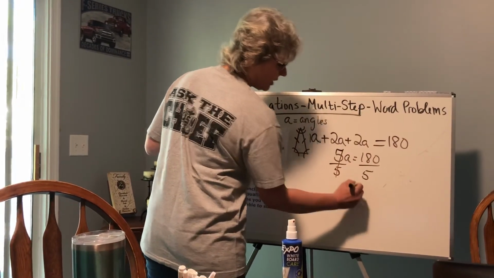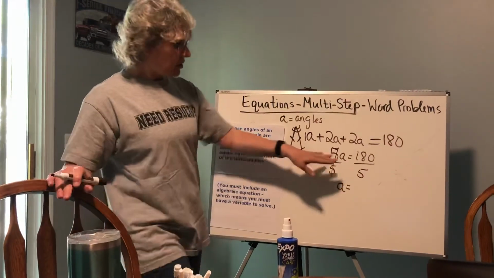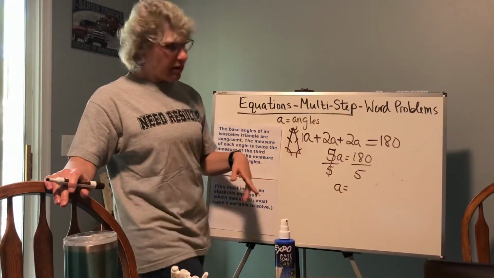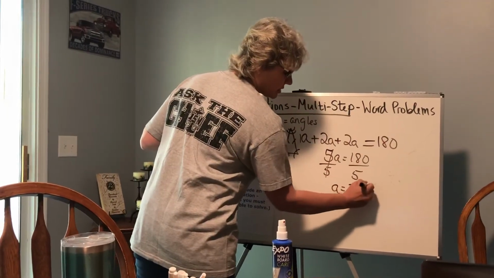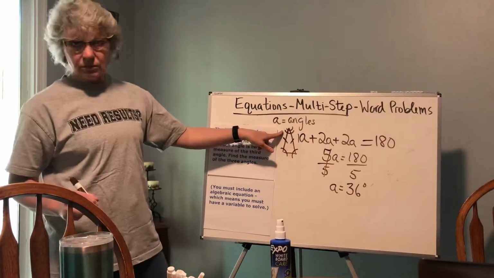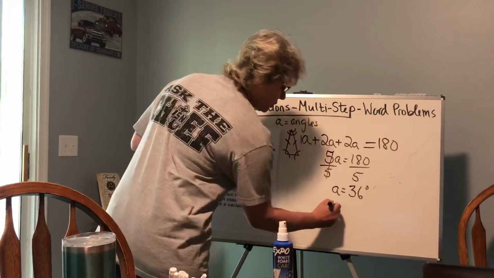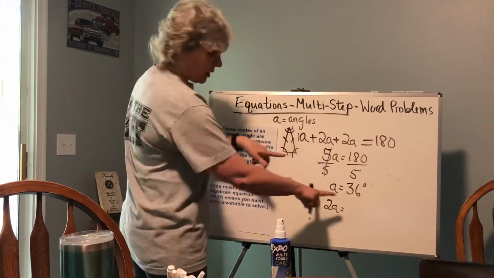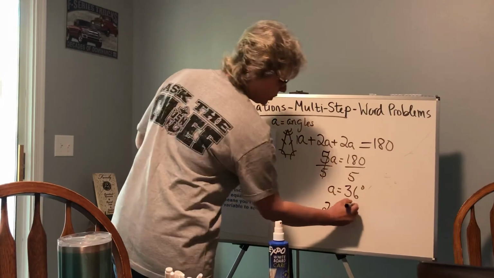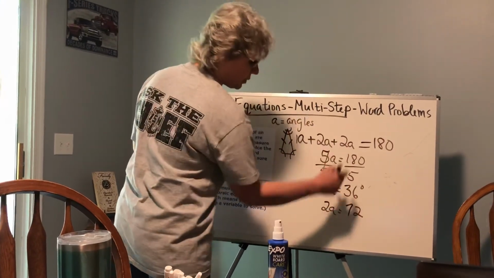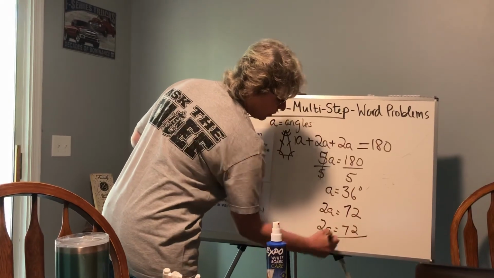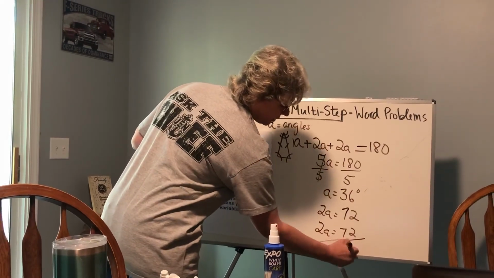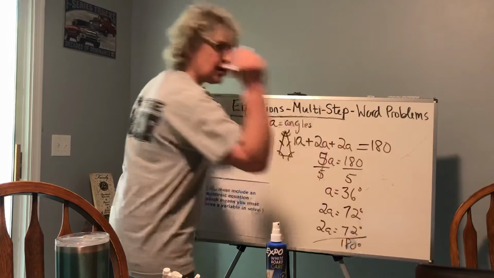We're going to find that once we put this into our calculator, once 180 is divided by 5, that A is 36 degrees. So that would be this angle up here. 2A, multiplying our measure by 2, would be 72. 2A again is 72. And when we add those together, we get 180 degrees. And we're done with our problem.